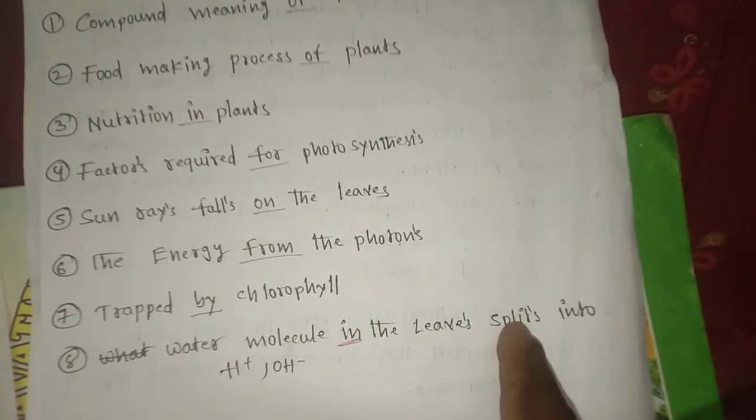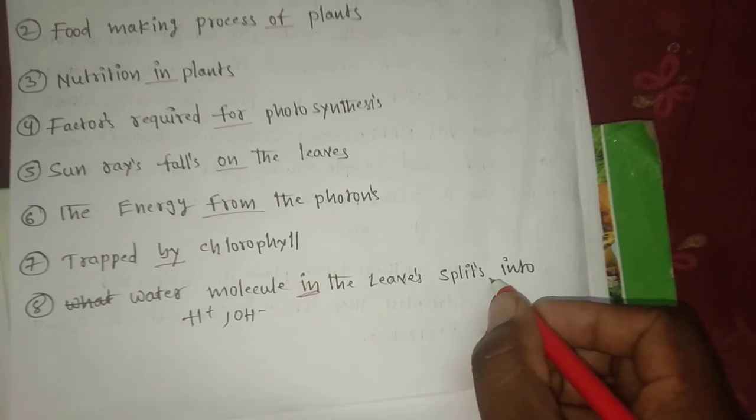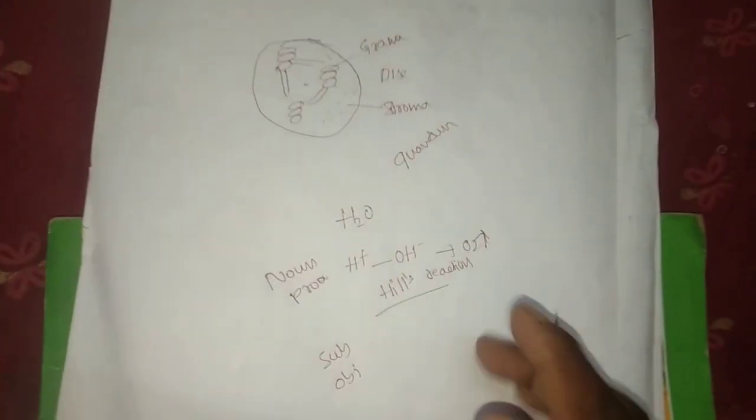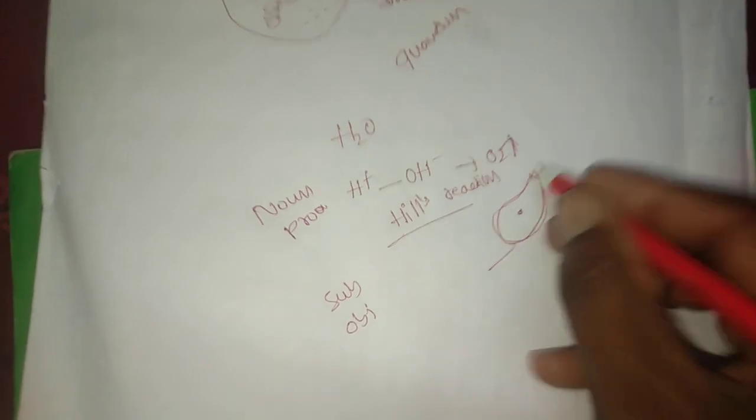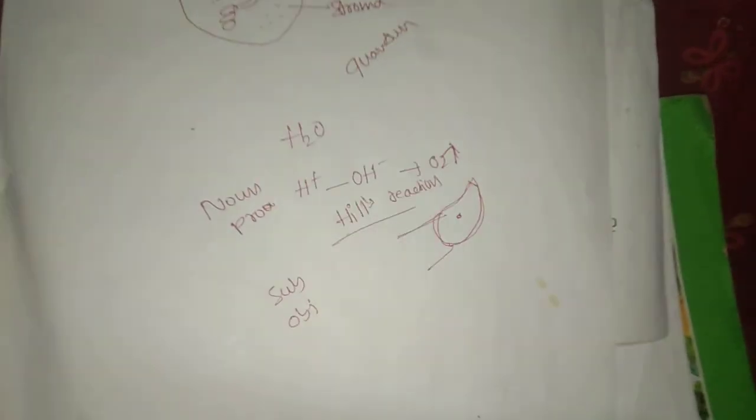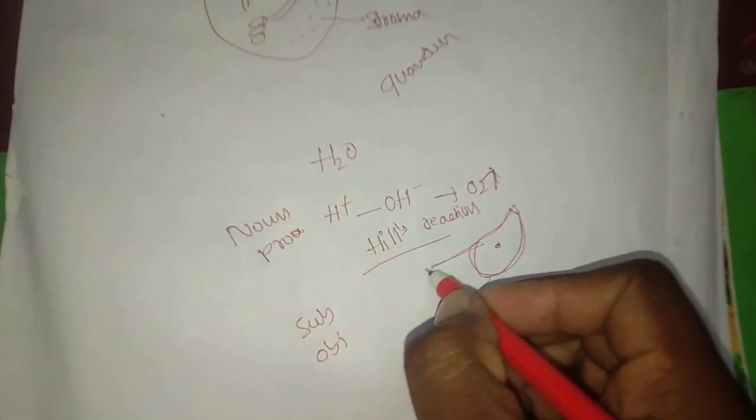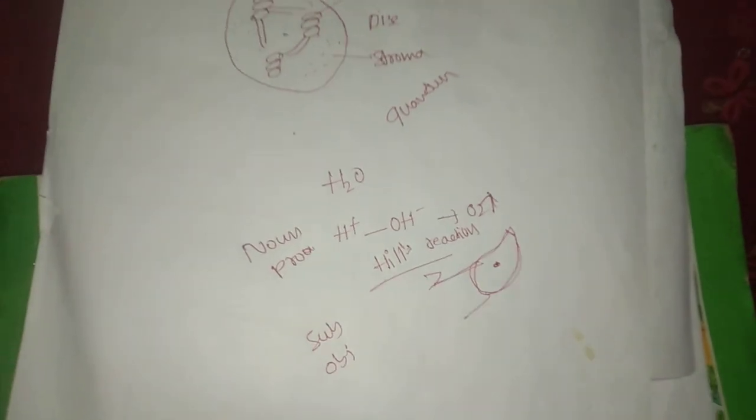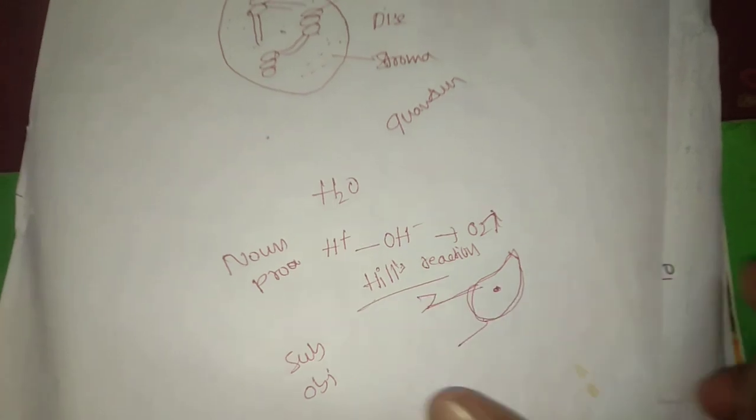Water molecules in the leaves split into hydrogen and oxygen. So we should not confuse between in and into. When we are discussing the chloroplast, it is in the leaf. Chloroplast in the leaf, which is totally covered on four sides, is called in. But when something is moving into, sun rays move into the chloroplast from outside to inside. What is already in is called in. Going from out to inside is called into.